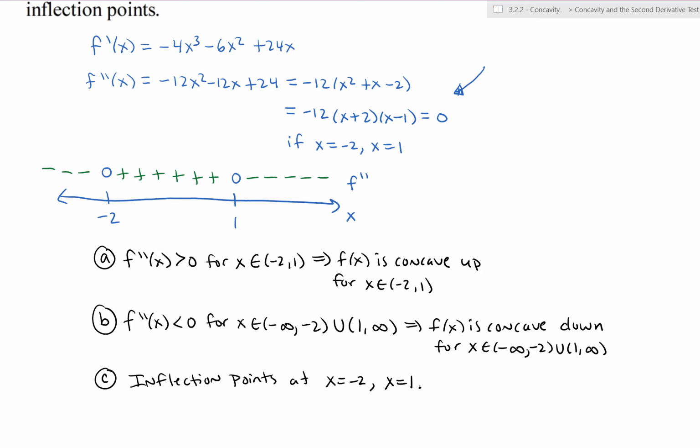So we can see how the second derivative now helps us get more information about the shape of a curve, right? It embeds a lot of important information about it.